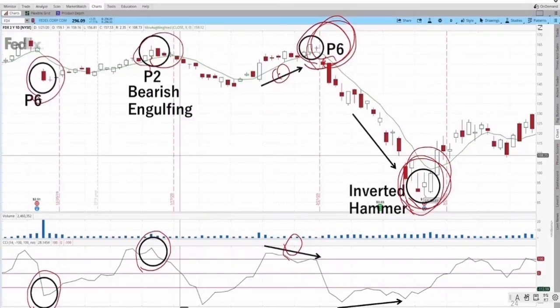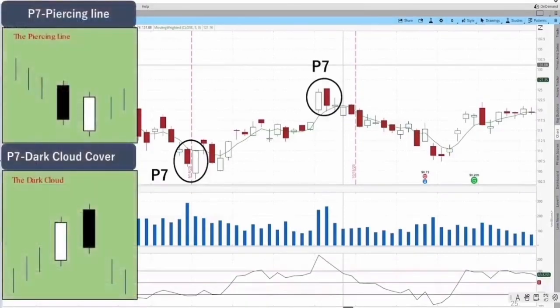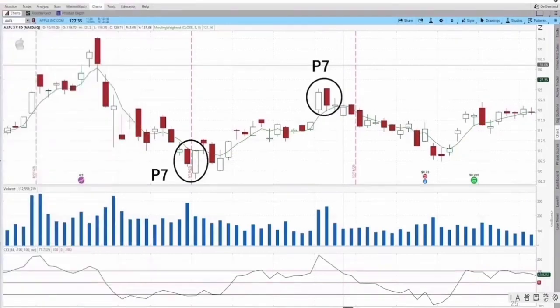Well, let's see another example. This is the last example for today. This slide shows a candlestick reversal pattern at P7, meaning pattern 7. This time we'll use the piercing line to enter this trade right in here and use the dark cloud cover to exit this trade right in here. It is an excellent swing trade, but before you take this position, you should consider using other tools to get a higher win rate.